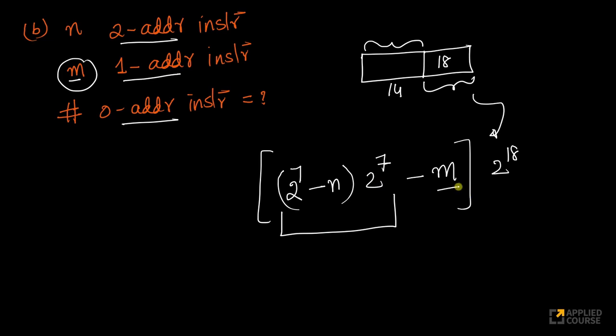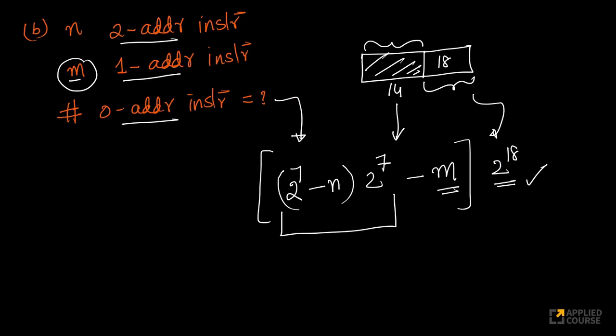Amongst them, there are m 1 address instructions. So you subtract m, which means within these 14 bits, the number of possibilities that we have is this much. Within these 18 bits, I can have 2 power 18 possibilities. So the number of 0 address instructions here is this.